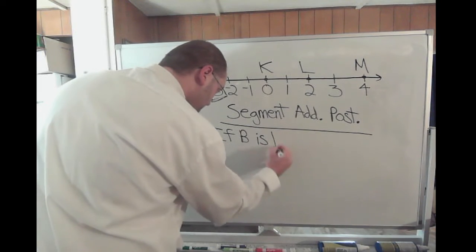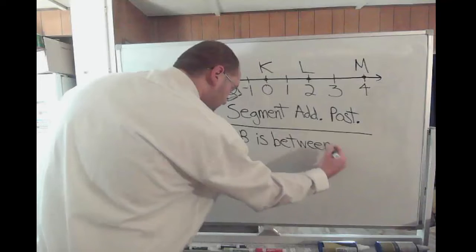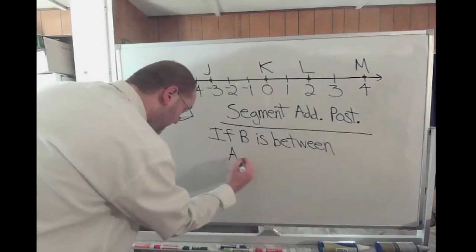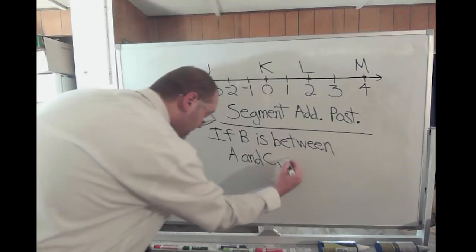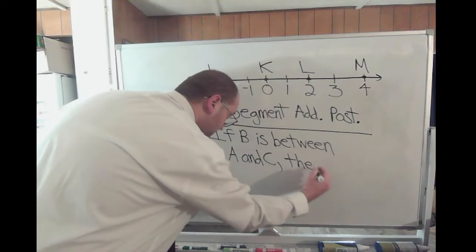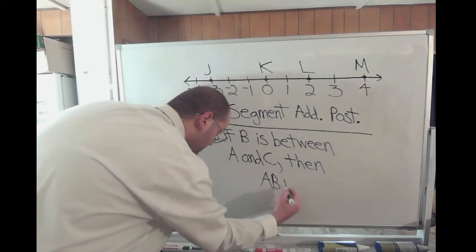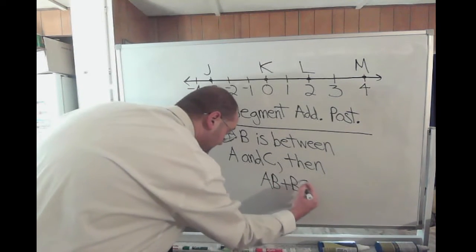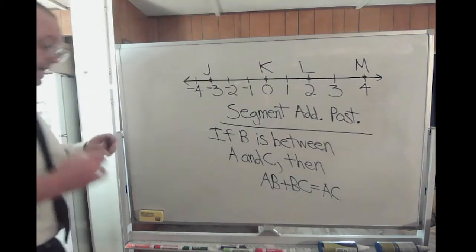is between A and C, then AB plus BC equals AC.